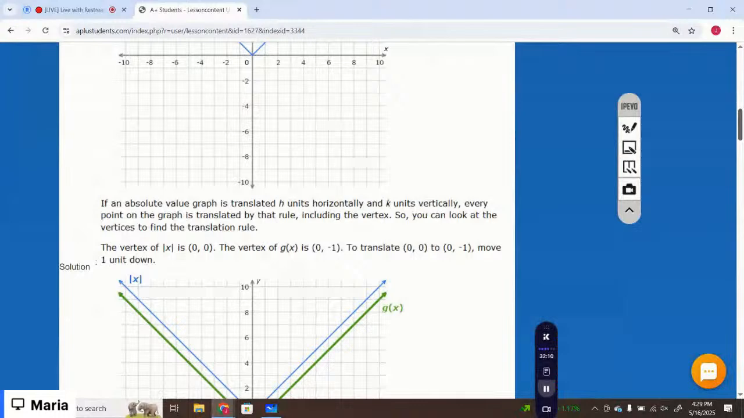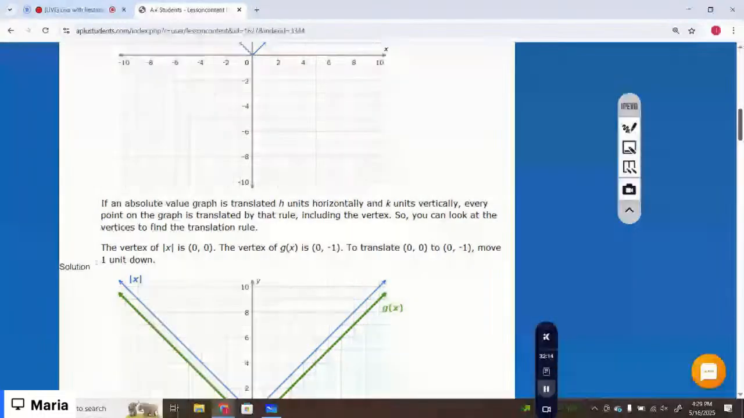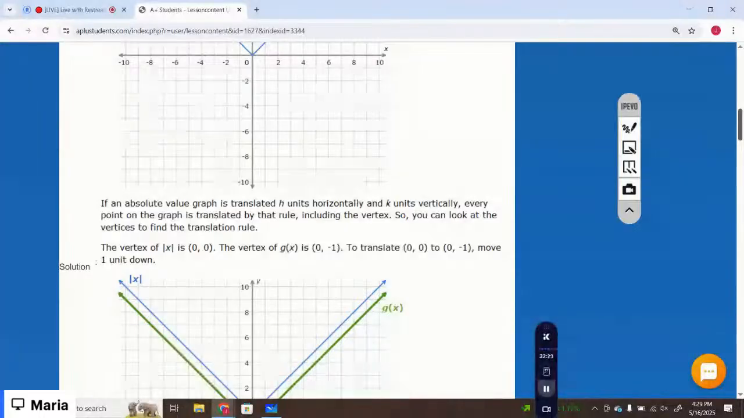The vertex of absolute value of x is 0, 0. The vertex of g of x is 0, negative 1. To translate 0, 0 to 0, negative 1, move 1 unit down.